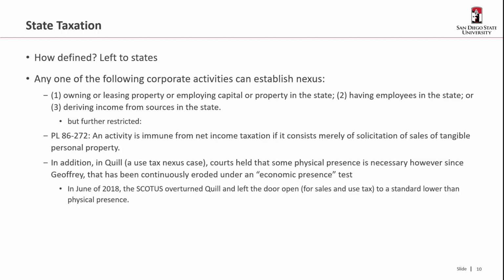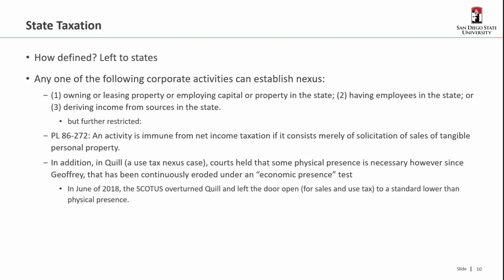However, there are a couple things that we simply know do provide an established nexus. The first is if you own or lease property or employ capital or property in a state. So you have an office building, you have a warehouse, you have a distribution center, you have nexus. If you have employees in the state, so if you have employees who are residents of your state or certainly work at an office in your state, then yeah, they have nexus. Or do you derive income from sources in the state? Any of those almost certainly establish nexus.